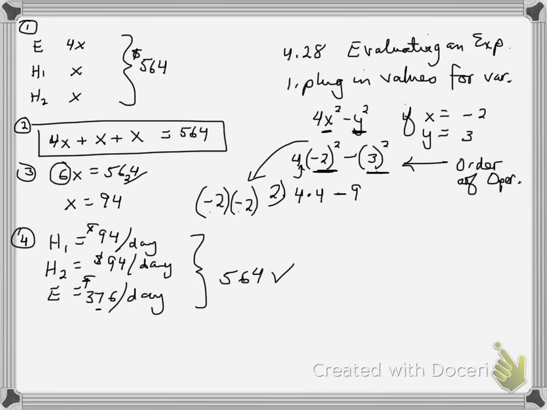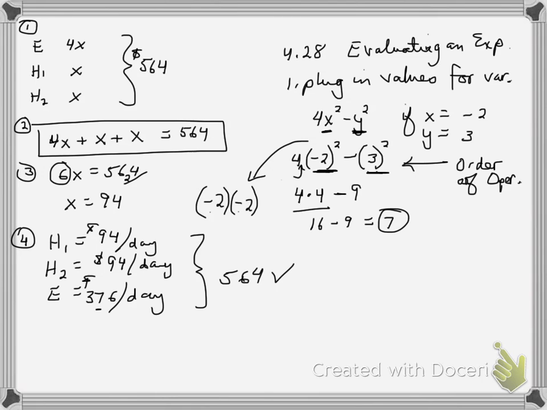Okay. The next thing I need to do is multiply, because multiply comes before addition and subtraction. 16 minus 9, and 16 minus 9 is 7. Well, I confused my addition and subtraction there. Okay.